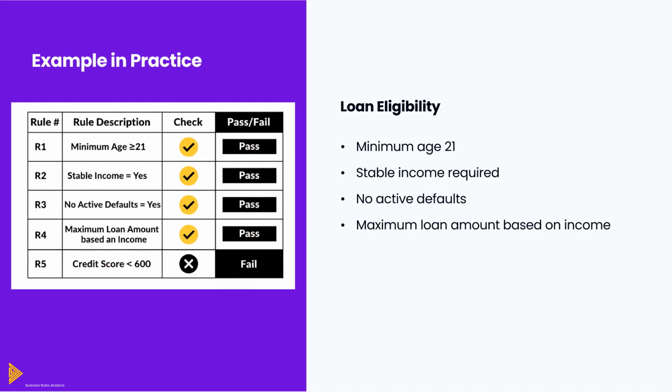Documenting these rules ensures the team understands exactly what conditions must be met. It also helps developers build the right validation checks, avoiding misinterpretation that could cause errors or delays. This shows how business rules analysis turns vague statements into actionable, precise requirements.